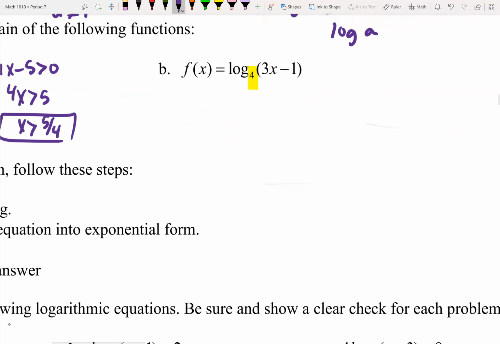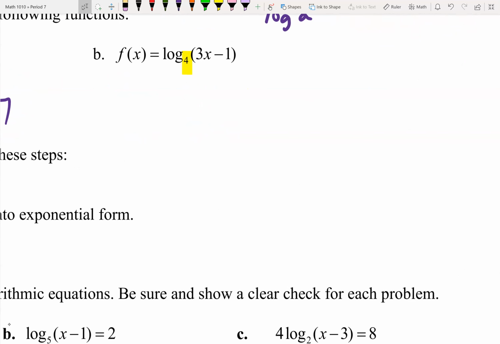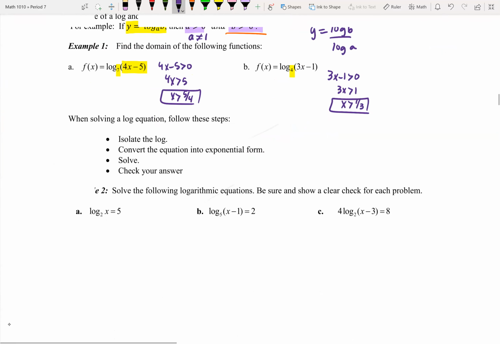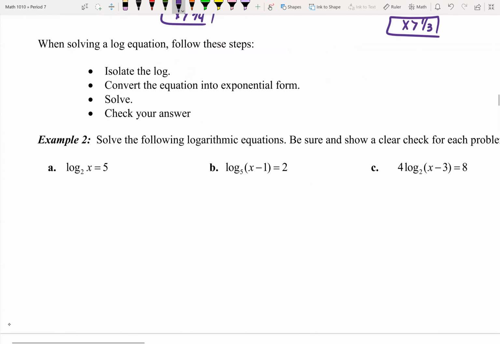Okay, look at the next one. 3x minus 4 can't be negative and it can't be 0. So, or 3x minus 1, sorry. So go 3x minus 1 has to be greater than 0. So 3x has to be greater than 1. So x has to be greater than 1/3, and I'm done. That's it. Okay? All right, now we're going to solve some logs.